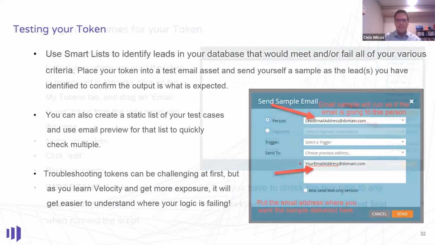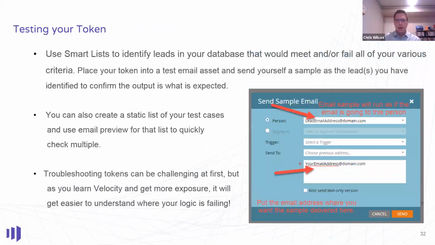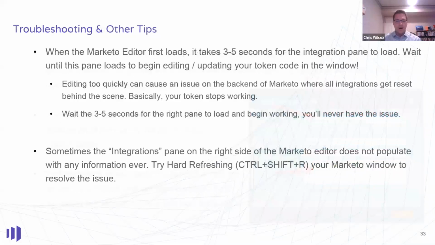So if we go back here, that right rail will be blank for the first second, and then all of a sudden it'll populate with all the different options and trees you have for the different integration choices. As soon as that happens, you're good to go. No issue at all. But just wait for that to load before you start modifying the token. I've had many long days trying to figure out what broke on my token, and it's more about the integrations not quite keeping up versus my token logic being wrong.